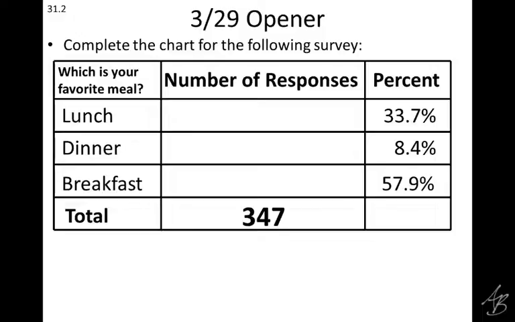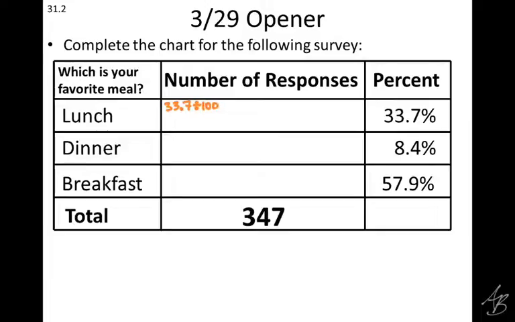We want to know exactly how many people said lunch, and how many people said dinner, and how many people said breakfast. So how do I figure out how many out of those 347 people said that lunch was their favorite? 33.7% divided by 100%, and then you multiply that by 347.